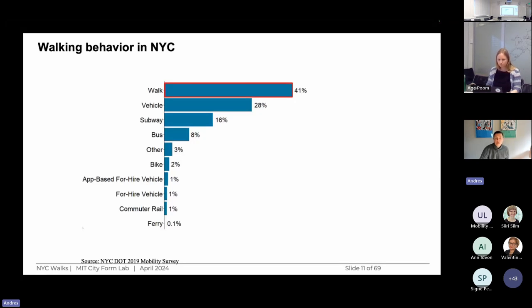Walking is the most common mode of mobility for New Yorkers. 41% of all trips are conducted on foot in New York City, followed by 28% on vehicles, 16% by subway, and 8% by bus. So it's the predominant and the most important way of getting around.